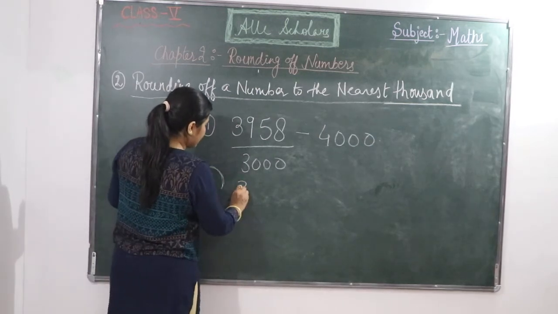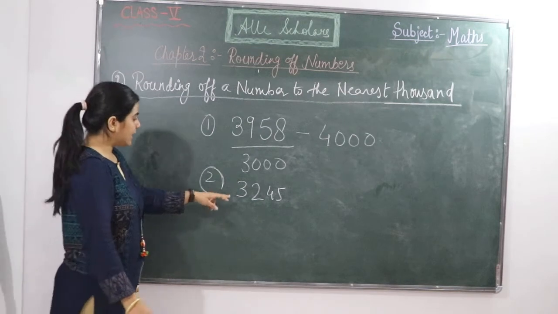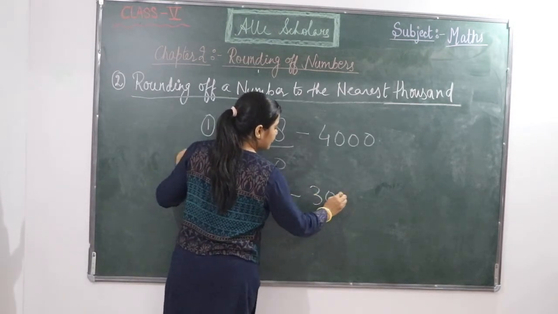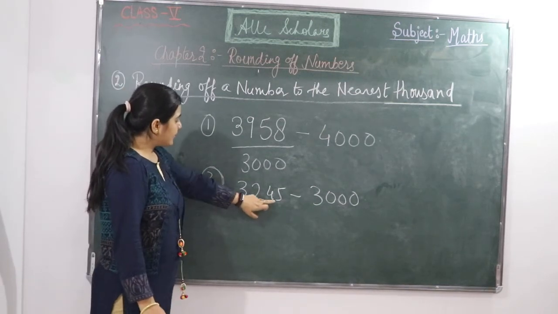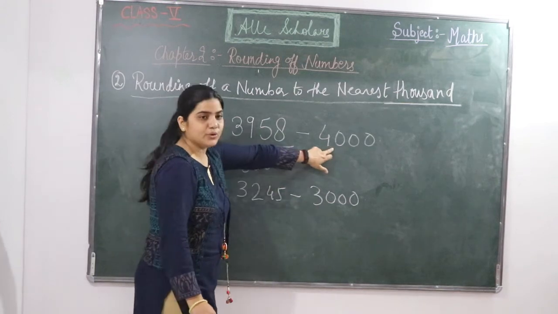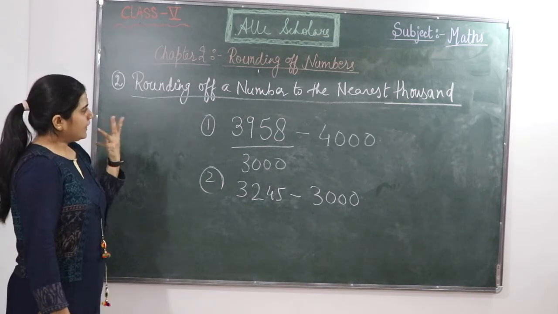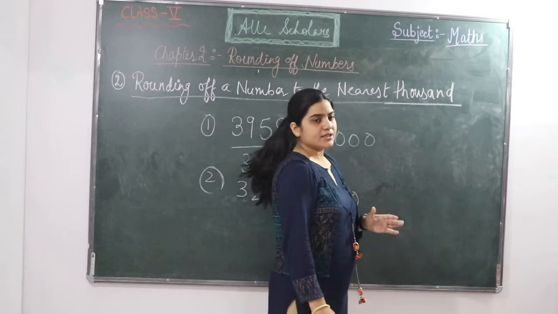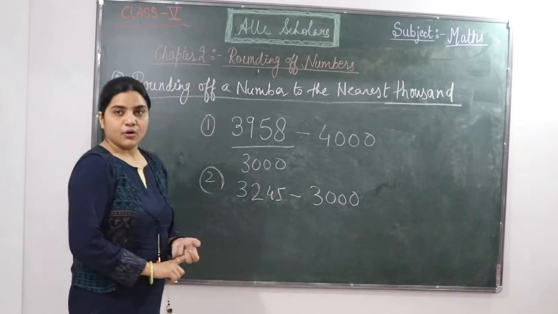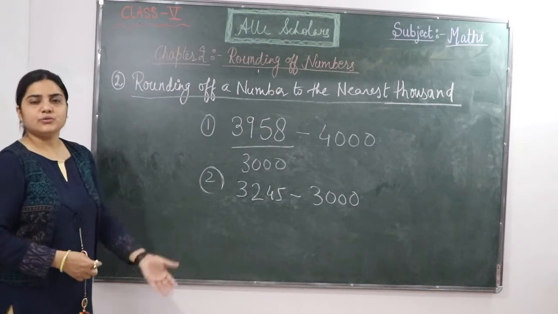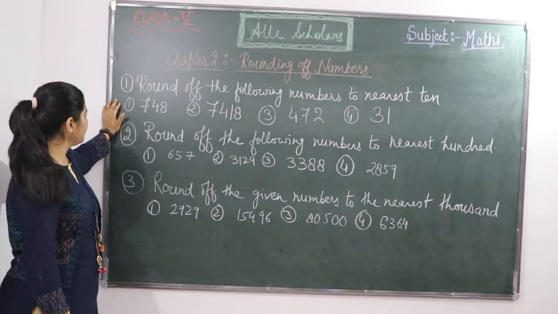Similarly, if the number was 3245, now what will we make it? We will make it 3000. The nearest 1000 will be 3000. Why is it so? Because 3245 is near to 3000 as compared to 4000. So this is very simple. We can do the nearest 100, 1000 and 10 like this. I hope it is clear to you. Now we will solve some questions.